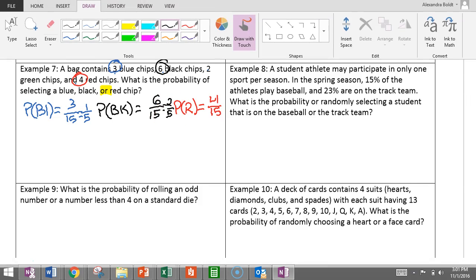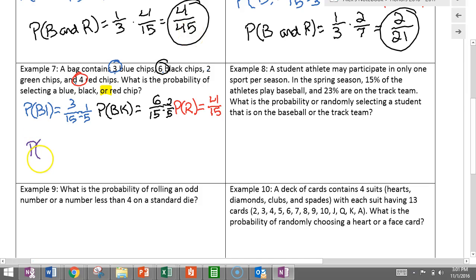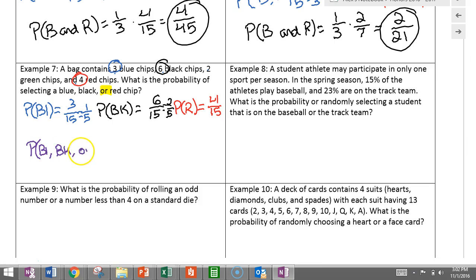So now the probability of blue, black, or red is simply adding these together. 1/5 plus 2/5 plus 4/5. Sometimes with mutually exclusive and overlapping events, it's easier to add without reducing. So if you'd like to do that, that's fine. Because then you see we get 13/15. Okay.